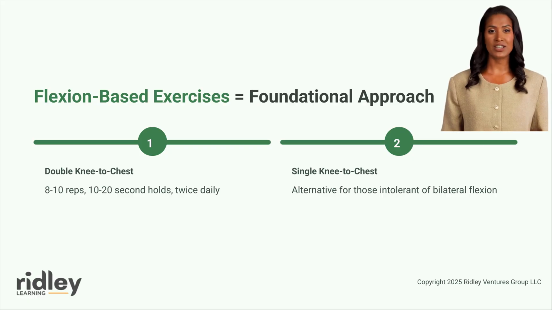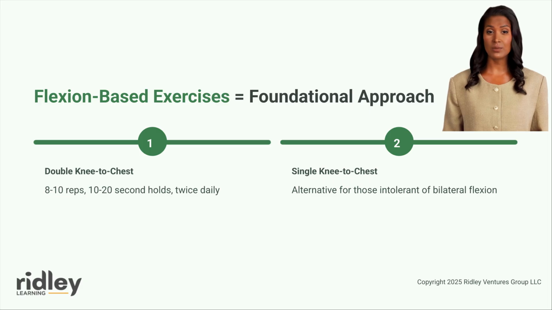The double-knee-to-chest exercise represents the foundational flexion exercise for stenosis patients. Performed in supine with both knees drawn toward the chest, this exercise produces sustained lumbar flexion that increases canal dimensions and stretches the posterior spinal structures.